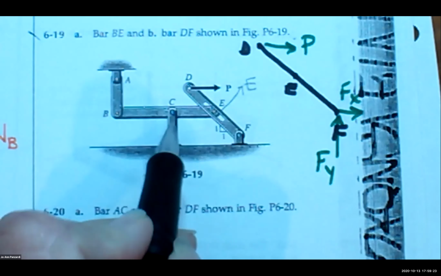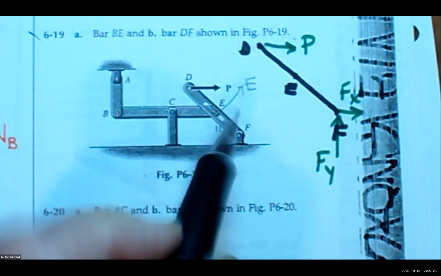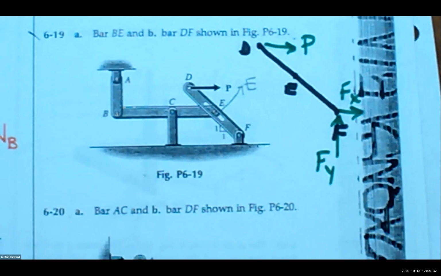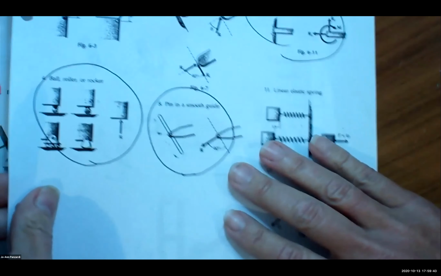If this bar wasn't connected here, could it spin around? I mean, it has... You could take a look at your cheat sheet if you want. Look at a slot. It's called a pin and a smooth guide. Oh, and actually, this drawing isn't very good. Do you mind if I... You guys take a look at this.